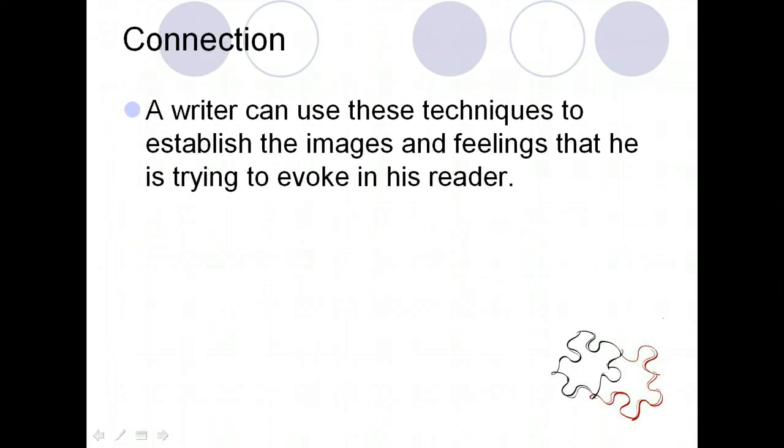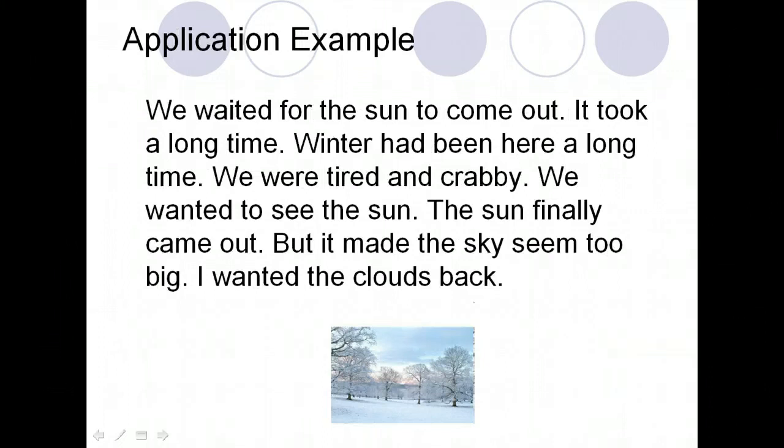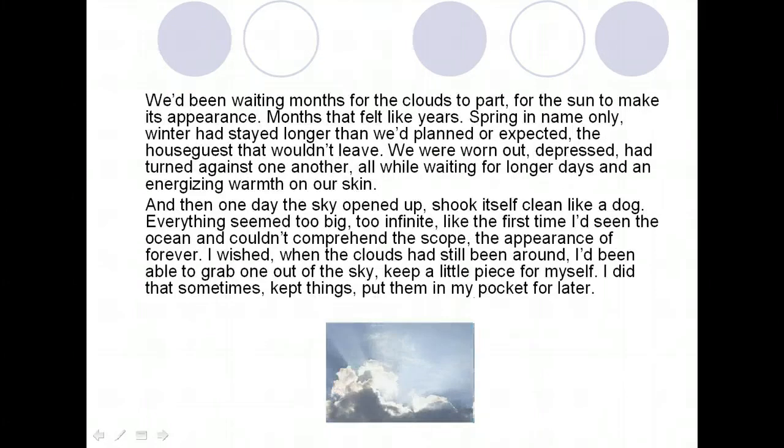Precise words and phrases, telling details, and sensory language are all used to make writing more interesting. A writer can use these techniques to establish the images and feelings that he is trying to evoke in his reader. Read the following paragraph. Then compare it to this one.